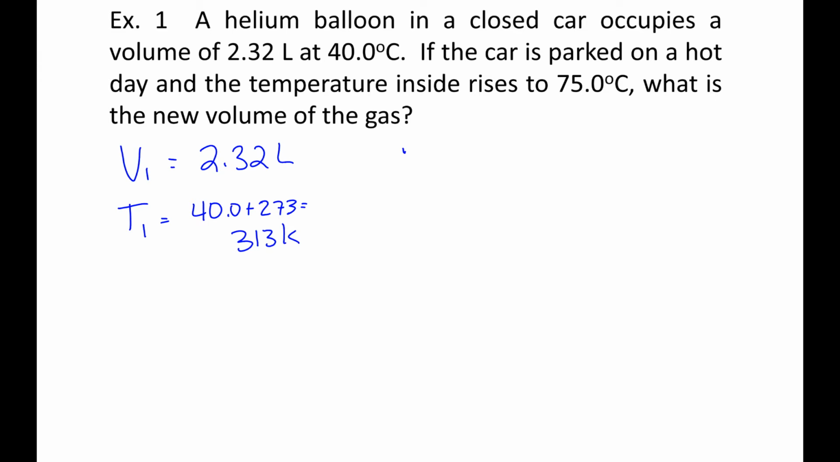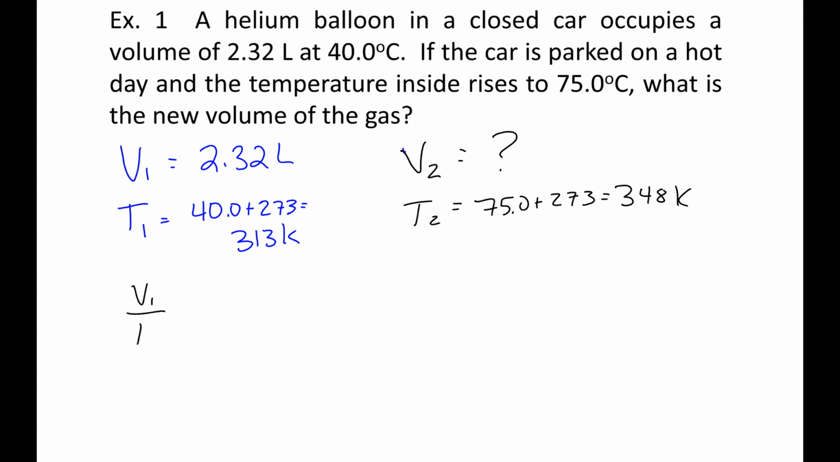Okay, and I'm going to put the next ones in black. Volume 2 and T2. So V2 is what we're looking for, and T2 is 75.0, and that one is 348 Kelvin. Okay. So we're still going to use the V1 over T1 equals V2 over T2.